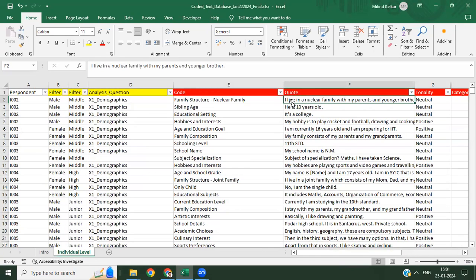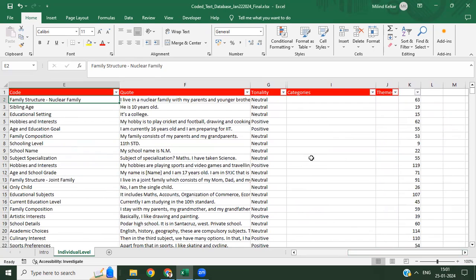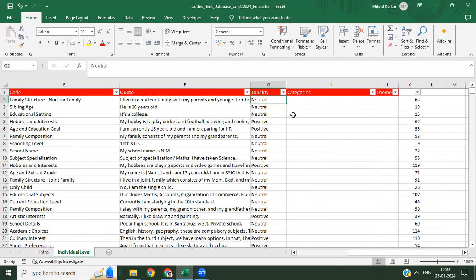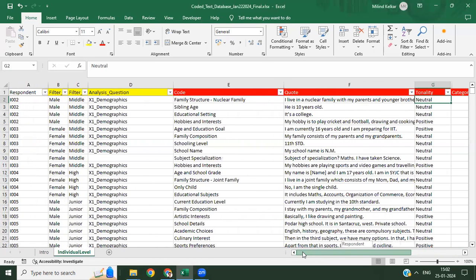quote, for each verbatim, an associated code attached to it, which is again generated by AI but validated by humans. And you can validate whether this code is correct or incorrect. You also have tonality, which can be positive, negative, or neutral for each one of those codes. You can also have a column called categories, where those codes can be grouped into higher order classification or clustering.